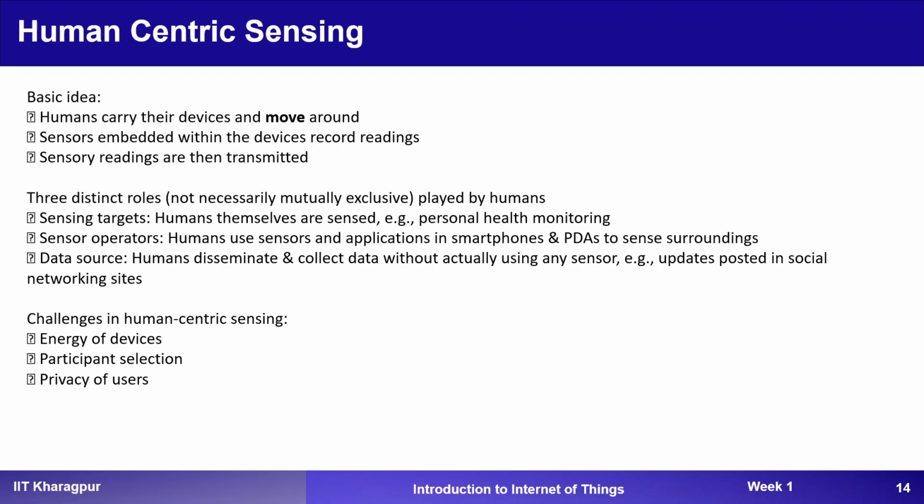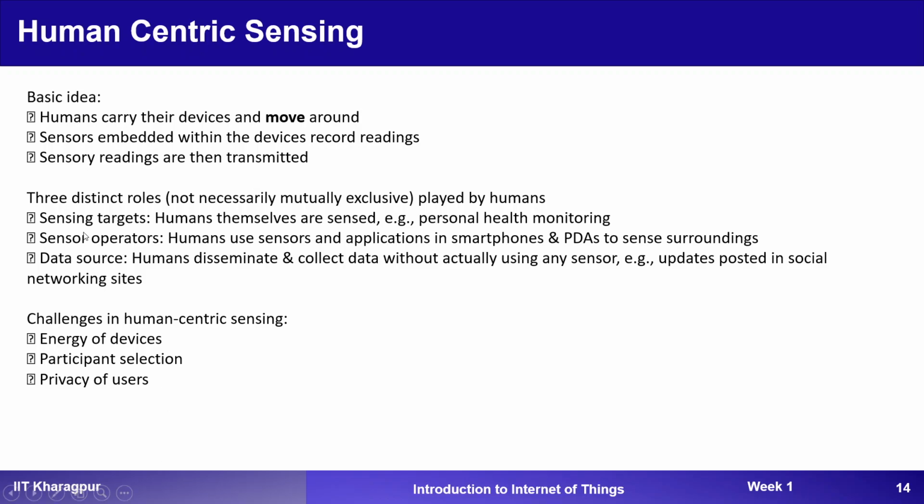Now, human-centric sensing. So what is the basic idea behind human-centric sensing? As we see, humans carry various devices which are embedded with various sensors. For example, your smartwatch, your mobile phone carries various types of sensors. So these sensors record your health readings, or your movements, or your playing history, or your activities, whatever.